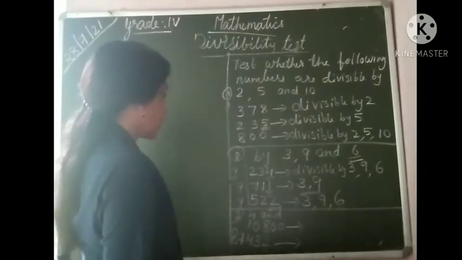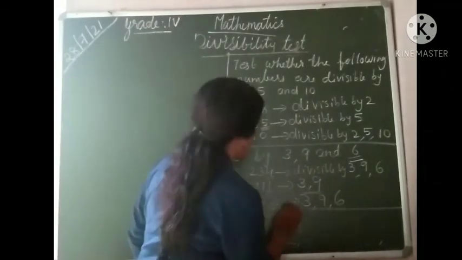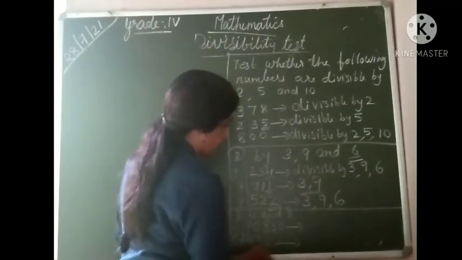Understood? Now, about 4 and 8. Look, is this number? What is the number?